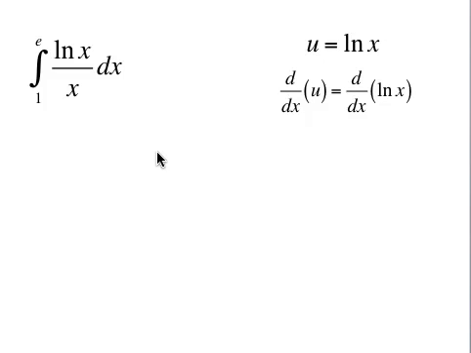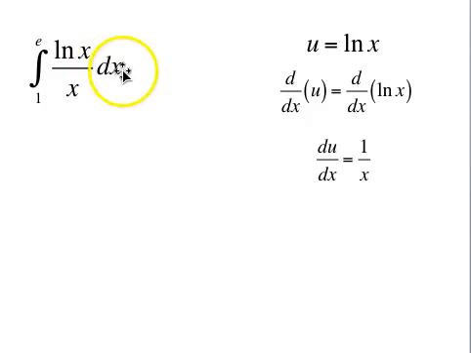It's not obvious what the u would be here. u is log x. Its derivative is 1 over x. Do we see 1 over x somewhere so that it'll cancel? We sure do. 1 over x is there. So that's our strategy that's going to work here. u is log x. Take the derivative with respect to x of u, and it's the derivative with respect to x of natural log x. The derivative with respect to x of u is du dx. The derivative with respect to x of natural log x is 1 over x.